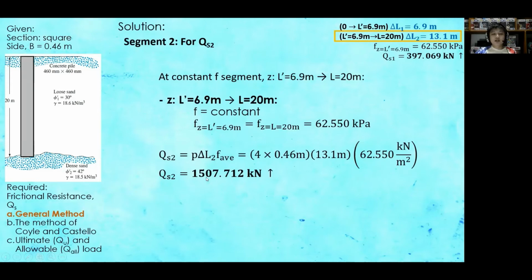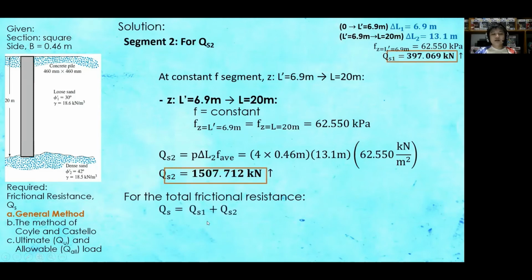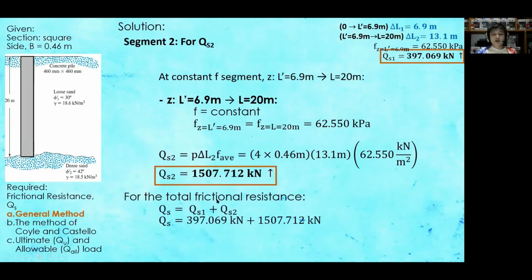Therefore, the component is 1,507.712 kilonewtons. So for the total frictional resistance, we will now sum the two components. So QS1 is 397.069 kilonewtons. And our QS2, 1,507.712 kilonewtons. Thus, for our QS, it is equal to 1,904.781 kilonewtons.